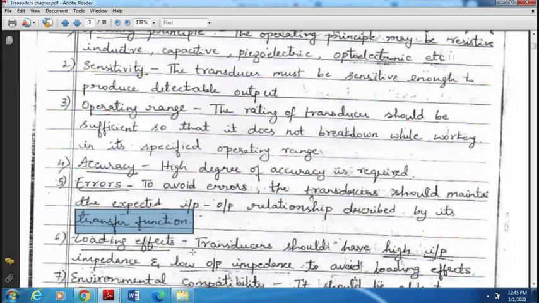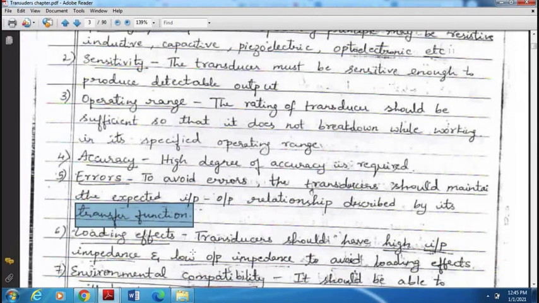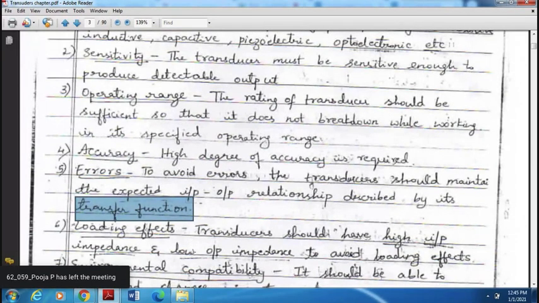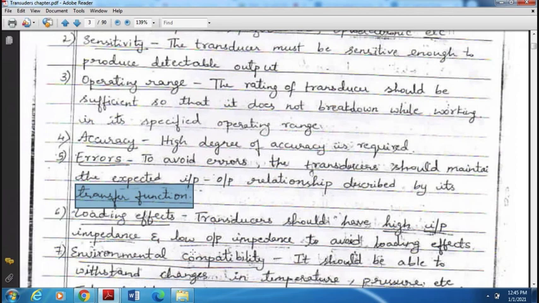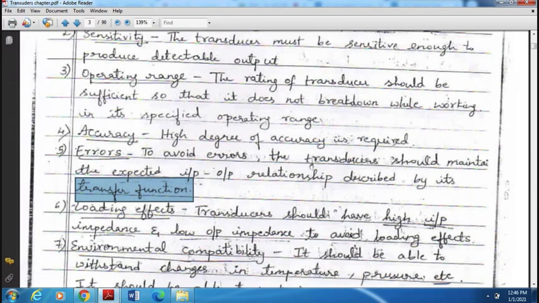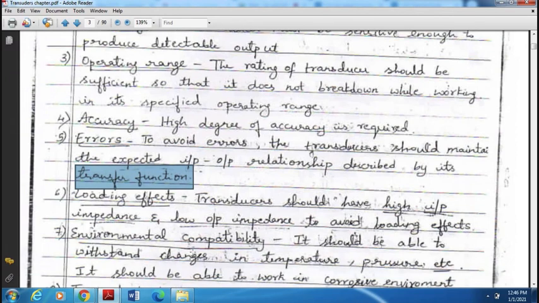In a similar way in the case of transducers also, there is a loading effect, and a transducer should always have a high input impedance and low output impedance to avoid loading effects. Okay, so this is the parameter you have to consider. Then is the environmental compatibility.